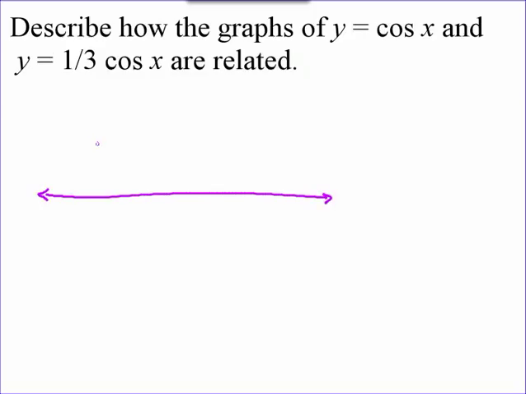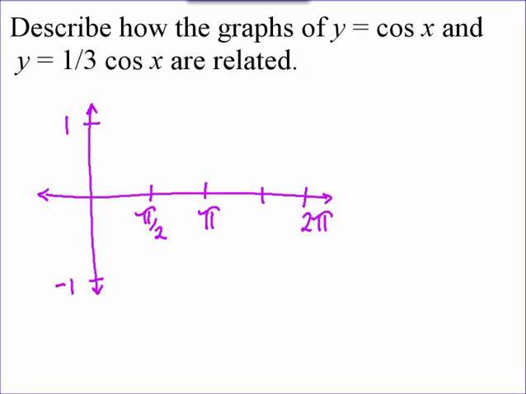So once again, we're going to start with the same thing. I know that cosine goes as high as 1, goes as low as -1. Here's 2 pi. Here's pi. Pi over 2. And there's 3 pi over 2. So first of all, let's start by graphing y equals cosine x. Tell me what I do. Start at 1, and then where do I go? Right? Yep. And so here is my pattern. So this is what the graph of cosine looks like.